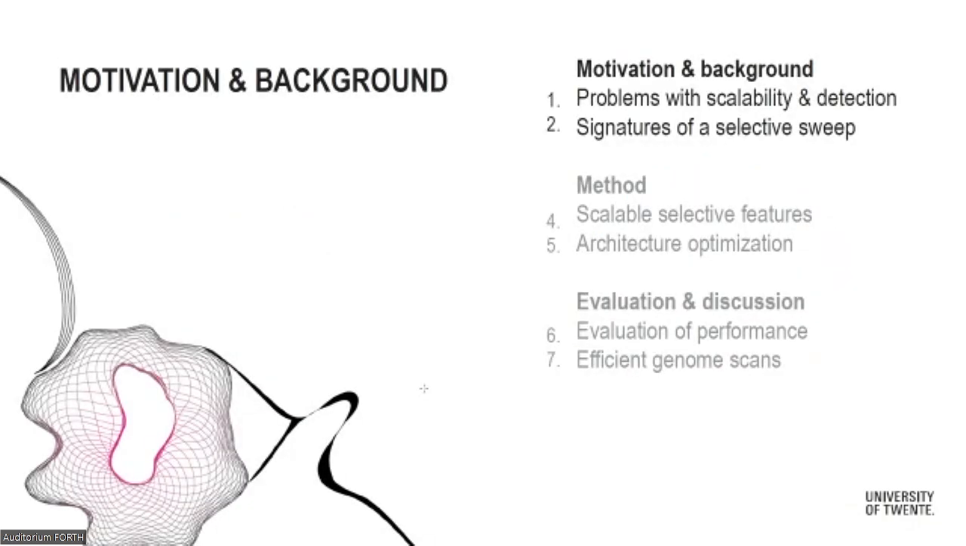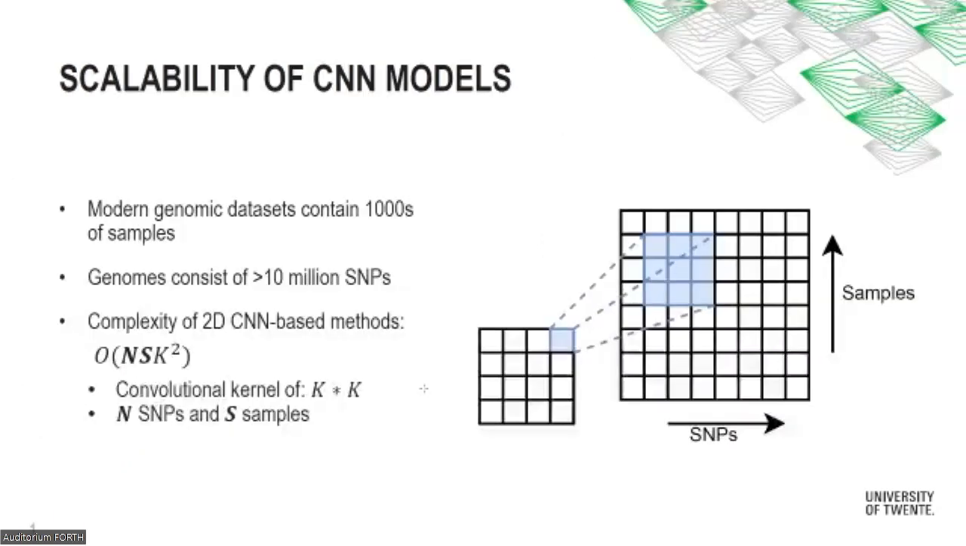I will start with some background about the motivation of this research, namely some problems that exist in terms of scalability, and especially when using our classification model to perform detection of selective sweeps, for instance, when doing whole genome scans. And I will give some background on the signatures of a selective sweep, and continue on some of the background that Hansin already introduced.